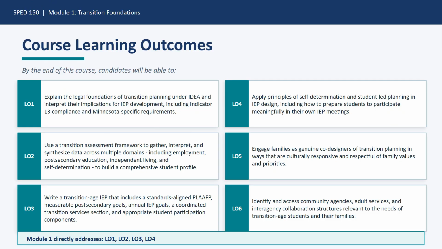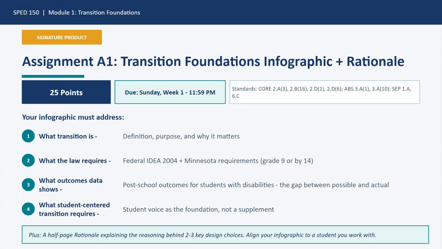The infographic must address 4 things: what transition is, what the law requires at both the federal and Minnesota level, what the outcomes data shows, and what student-centered transition requires. Then, in a half-page rationale, you will explain the reasoning behind 2 or 3 of your key design choices.